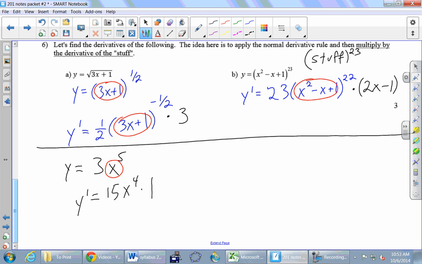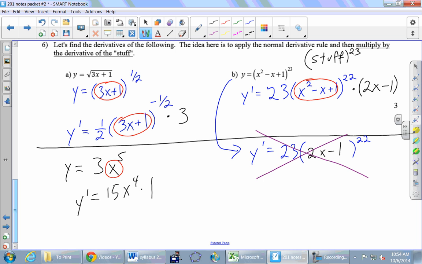One other thing here is to avoid this very common mistake. Let's do this guy again, y prime equals. So 23 we know, 22 we know, but it's really easy to make this mistake, to kind of combine the two derivatives into one expression. You have to make sure you copy that stuff one time. You don't get to take the derivative of the stuff and jam it inside the function, okay? So I'm going to put a big old line through this. Do not do that. It's like an ordinary outside derivative times an ordinary inside derivative.